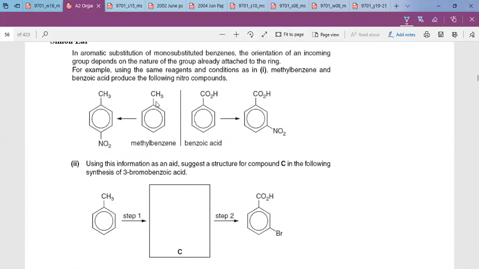Remember the CH3 here is already there. The methylbenzene is to undergo a second substitution, which means they want to substitute the hydrogen here for NO2. Of course, what will they use? They use concentrated HNO3. This is all you must remember. If you don't remember, you fail.